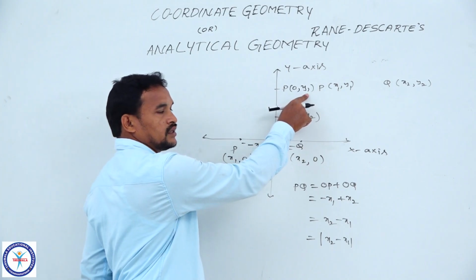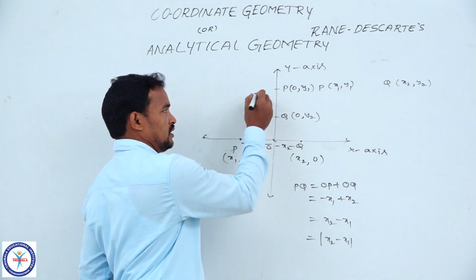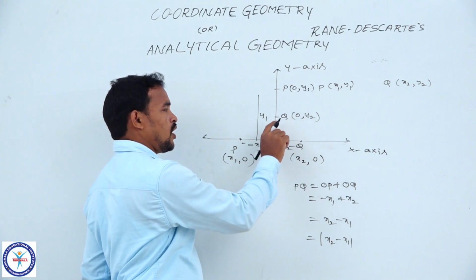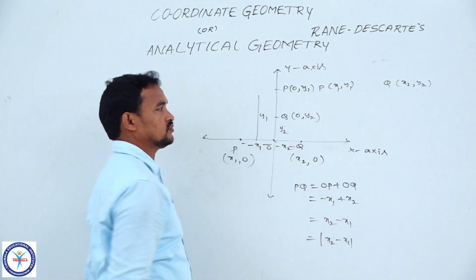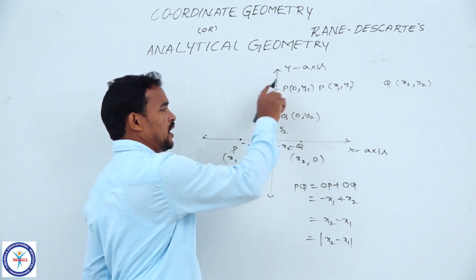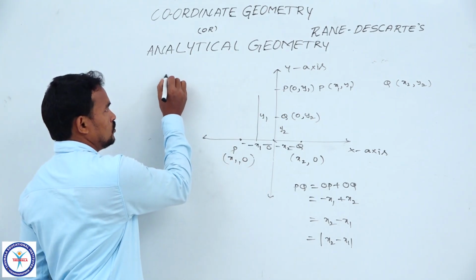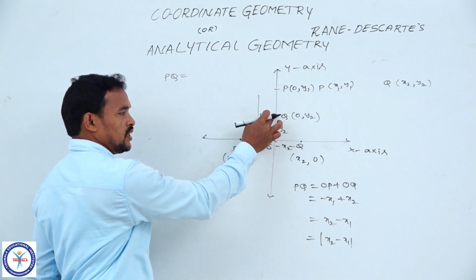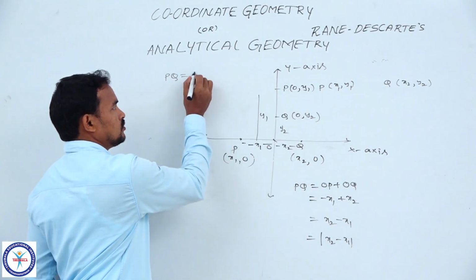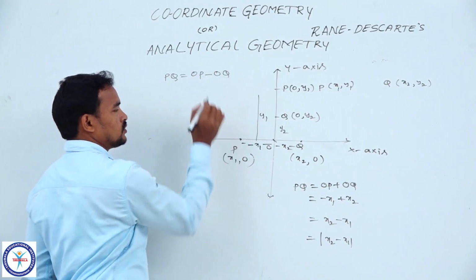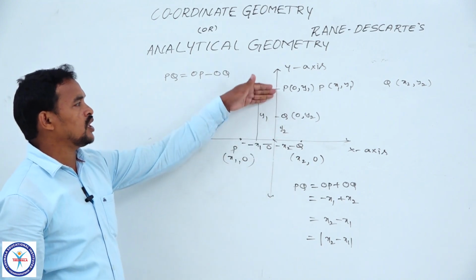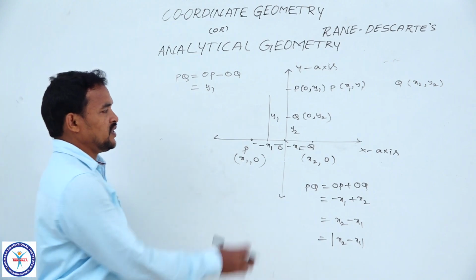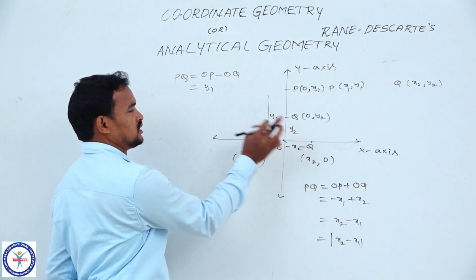Here y1 means the distance from origin to point P, it is y1. Here y2 means the distance from origin to Q, it is y2. Now what we want here is the distance between P and Q. PQ, the distance between P and Q, is nothing but OP minus OQ. OP means the distance from origin to the point P, which is y1. OQ means the distance from origin to the point Q, which is y2.